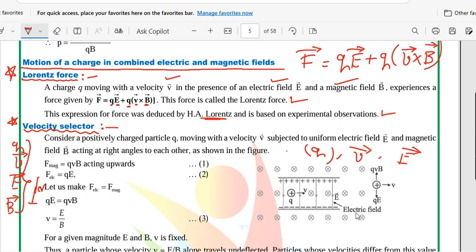So let us derive an example. Suppose it is a kind of positive point charge. It has an electric field in this direction, that is QE, and also the magnetic field in this direction, and the velocity is in this direction. Those are all at right angles to each other, as shown in the figure. You can see the diagram here.